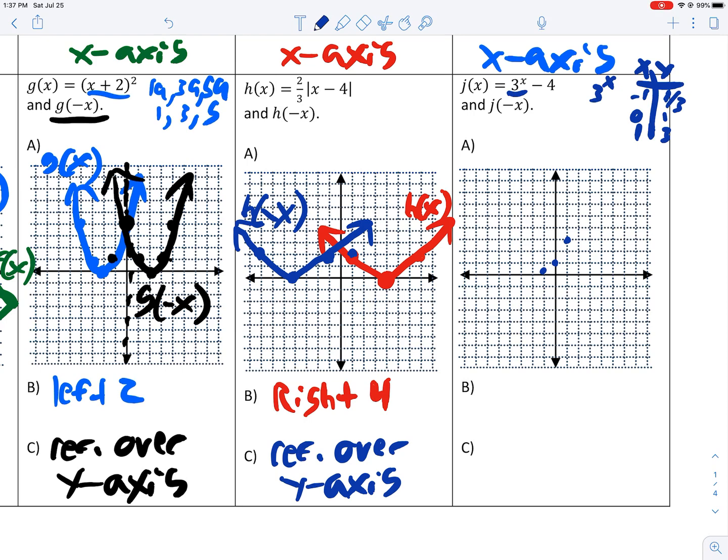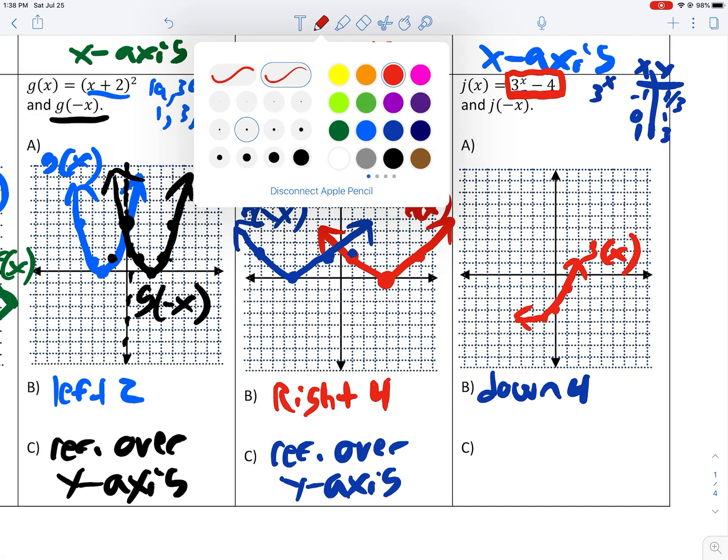So all I have to do is take those 3 dots now and translate them. Well, translate them where? Down 4, because it's -4. So I'm going to do that in a different color. So down 4. 1, 2, 3, 4. 1, 2, 3, 4. So there's your graph. There's j of x. Now I finally have it done. You can erase the blue dots if you want to, so it doesn't confuse you.